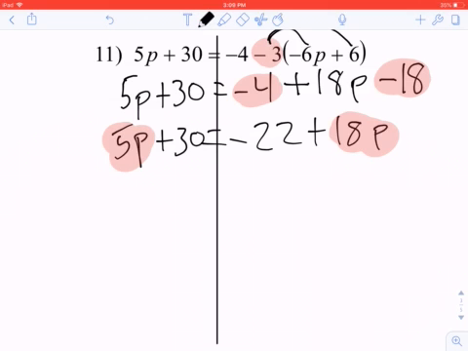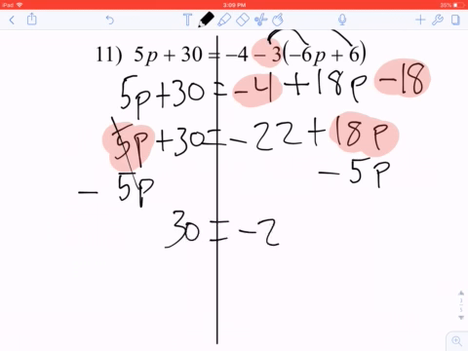We're going to get rid of this 5p because 5 is smaller than 18, and we will subtract 5p to find that 30 is equal to negative 22 plus 13, and that is 13p. We're almost finished. We are now going to take 30, and we need to get rid of the negative 22, so we're going to add it to both sides.